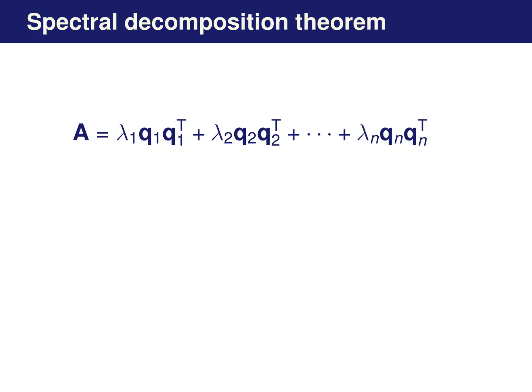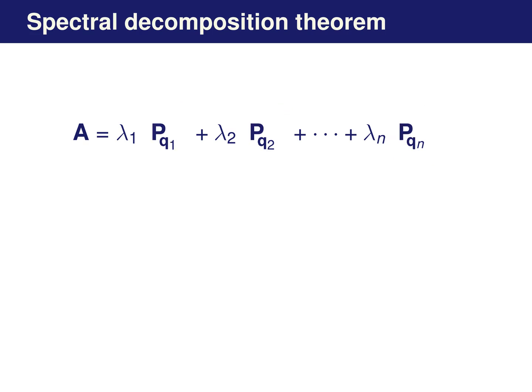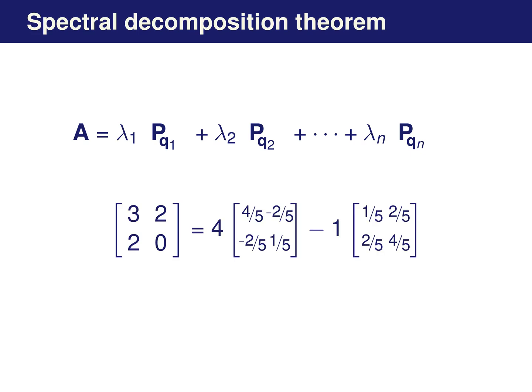Let's make it a little easier to see what's going on by dividing each term by the inner product of columns of Q. Remember that the columns of Q are orthonormal, so the inner products are just ones. You should be able to recognize each term in the series now. They are simply the orthogonal projection matrices onto the columns of Q, that is onto the eigenspaces of A. This is the spectral decomposition of A. For example, here's the spectral decomposition of the matrix [3, 2; 2, 0].